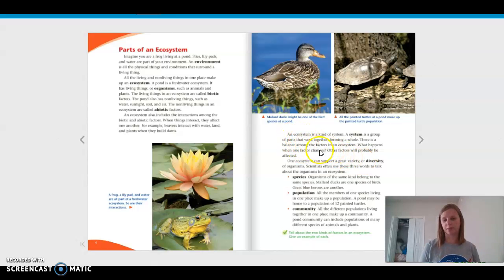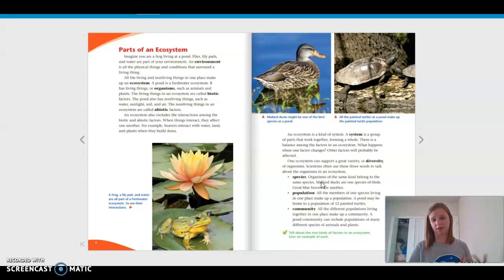All right, so we're going to continue reading page 5. An ecosystem is a kind of system. A system is a group of parts that work together forming a whole. That's what a system is, and that's an important word. That's why it's bolded. There is a balance among the factors in an ecosystem. When one factor changes, other factors will probably be affected. So if one thing changes, then other things are going to change. One ecosystem can support a great variety or diversity of organisms. So diversity is the same as variety.